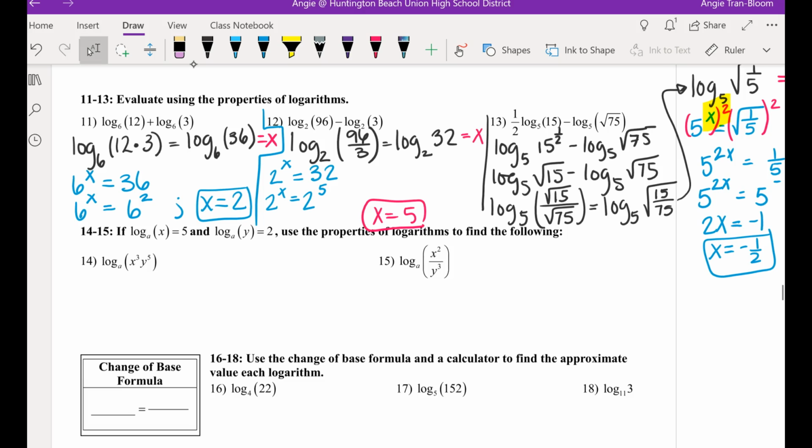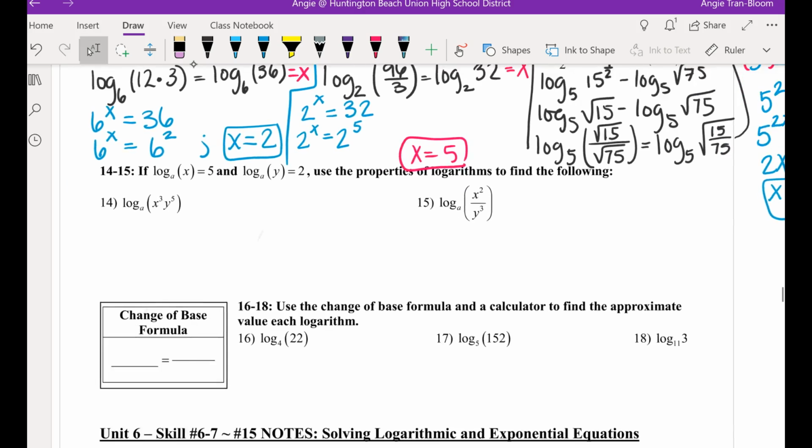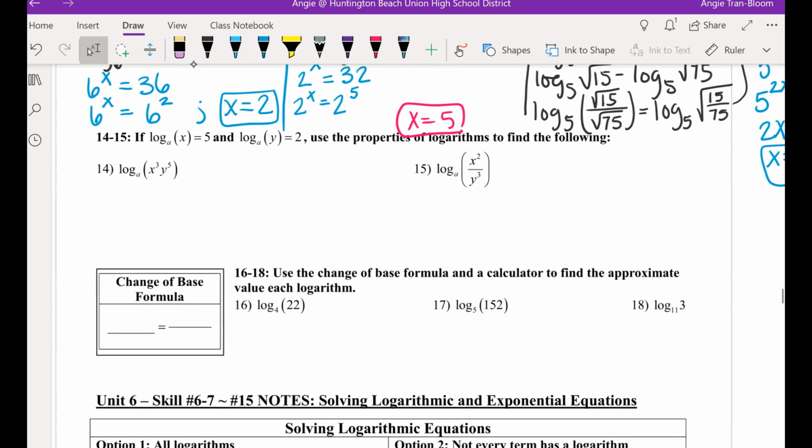Can you, Brendan N., read me the instructions? Log base a of x equals 5 and log base a of y equals 2. Use the properties of logarithms to find the following. Perfect. So here we go. Log base a of x to the 3rd times y to the 5th. Give me the final answer. What is it?